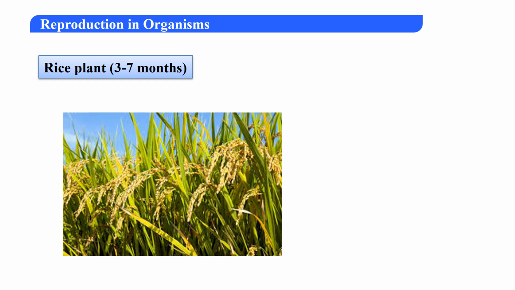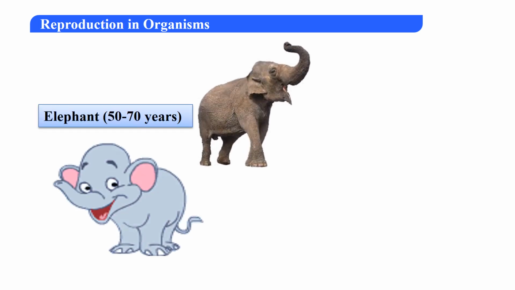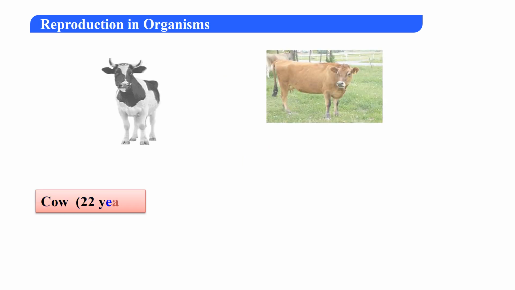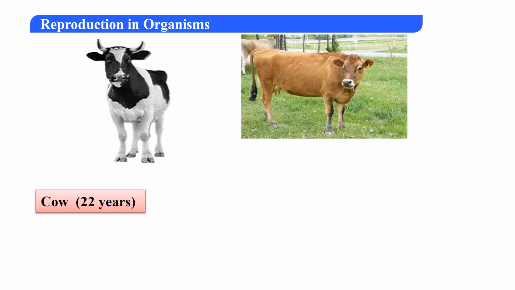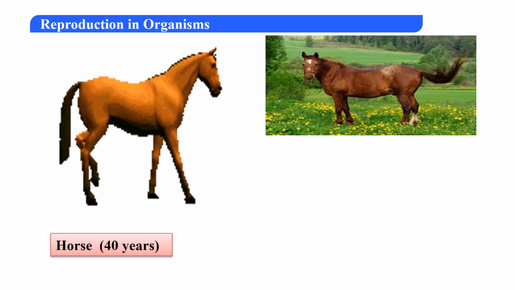Rice plant has got 3 to 7 months of lifespan. Elephant 50 to 70 years. Cow around 22 years. Horse around 40 years.